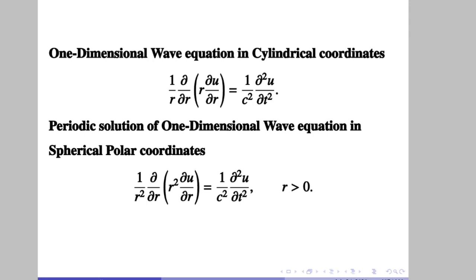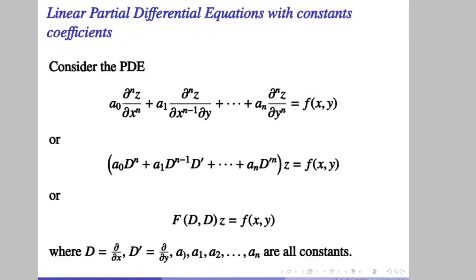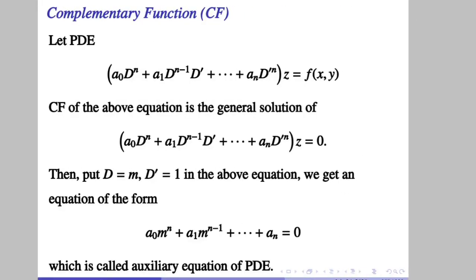The one-dimensional wave equation in cylindrical coordinates and spherical coordinates are given here. Now the linear equation: a naught dou n z by dou x power n plus a1 dou n z by dou x n minus 1 dou y and so on. For dou by dou x we write capital D, and for dou by dou y we write capital D dash. The a's are all constants.